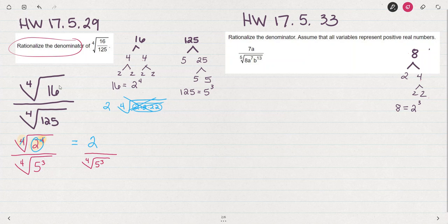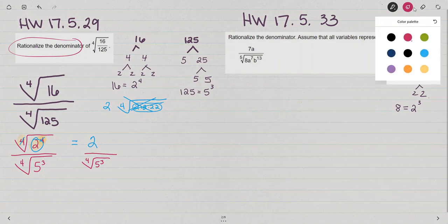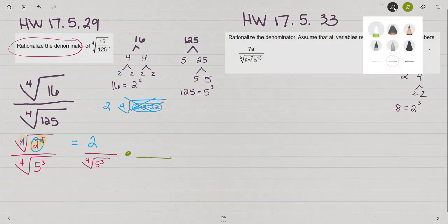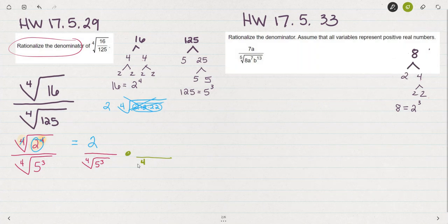So I did that. And then I rewrote this fourth root of 125 as a product of primes. The reason I did that is it allows me to see what is it that I wish I had. What fourth root, because it does have to remain a fourth root. What fourth root do I wish I had so that I had a group of 4 5s?